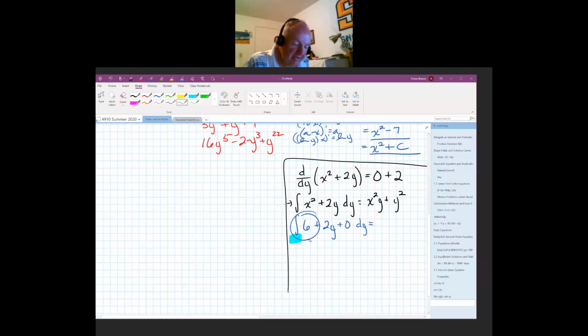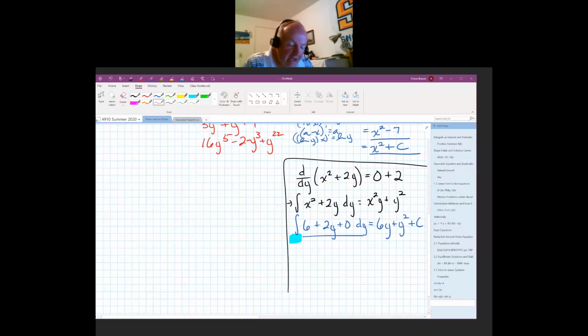So what was the antiderivative of 6? 6y, right? Plus the antiderivative of 2y, which is y squared. Now, what's the antiderivative of 0? I don't know, but I know it's some constant, right? And so that's where the constant comes in, because we always have that plus 0 at the end of an integral, and the antiderivative of that is just that constant.